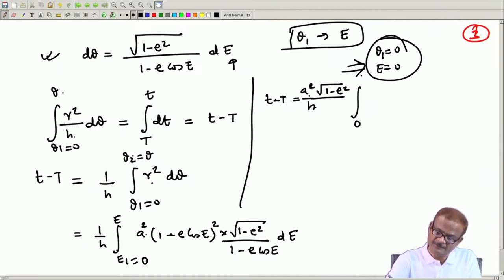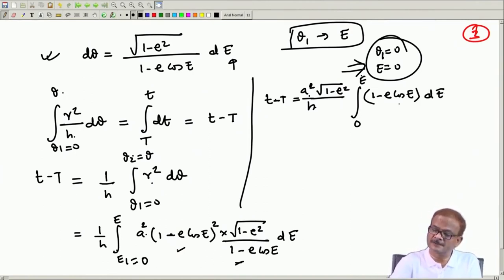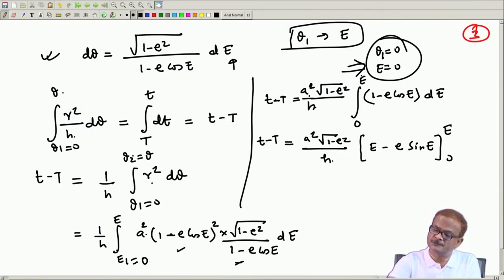and inside the bracket we have 0 integral sign. This becomes this, and one term will cancel here. So, this is 1 minus e cos e and this is d. You can see that now we have got a form which can be integrated very easily, and this was the reason for doing this exercise, nothing else. So, this is 1 minus e square a square divided by h, and here we have E minus e sin E, integrating between 0 to E.